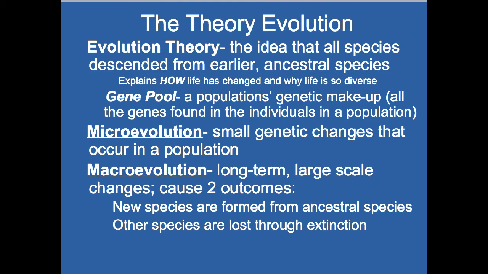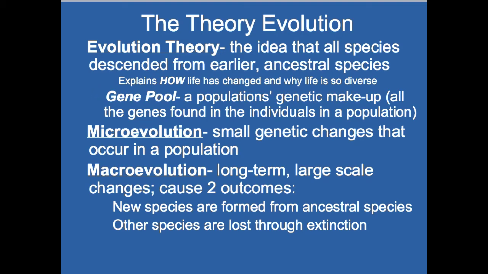So in summary, we talked about so far what is evolution. Remember that evolution is the change in allelic frequencies over generations. Well, the evolutionary theory is the idea that all species descended from an earlier ancestral species, and explains how life has changed and why life has changed to be so diverse.